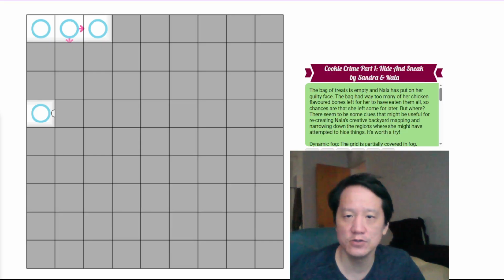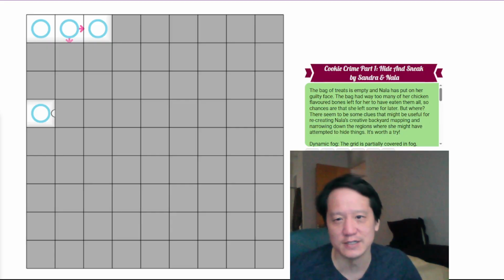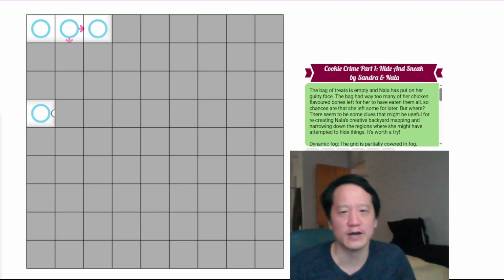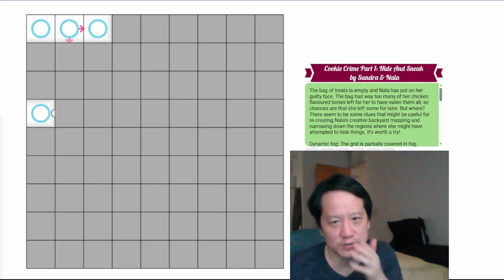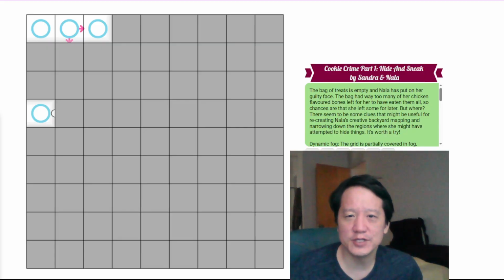And it's called Cookie Crime Part 1, Hide and Seek by Sandra and Nala. I've actually done Cookie Crime Parts 2 and 3 before I did Part 1, just because of the way it worked with how I find these puzzles. But this is the first part of the Cookie Crime, and let's see what happens.